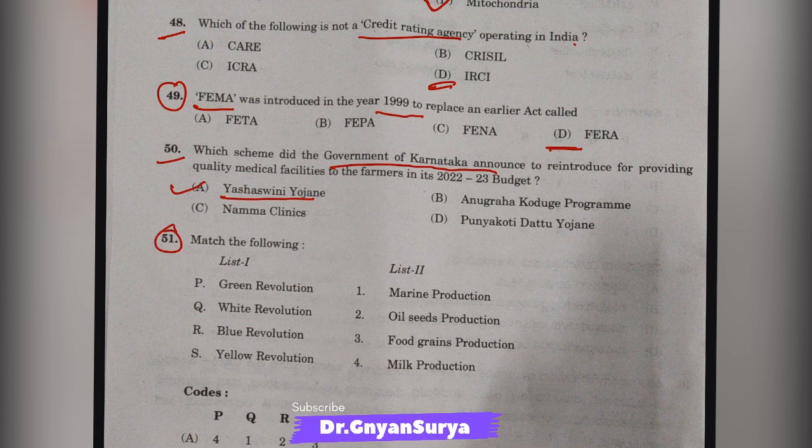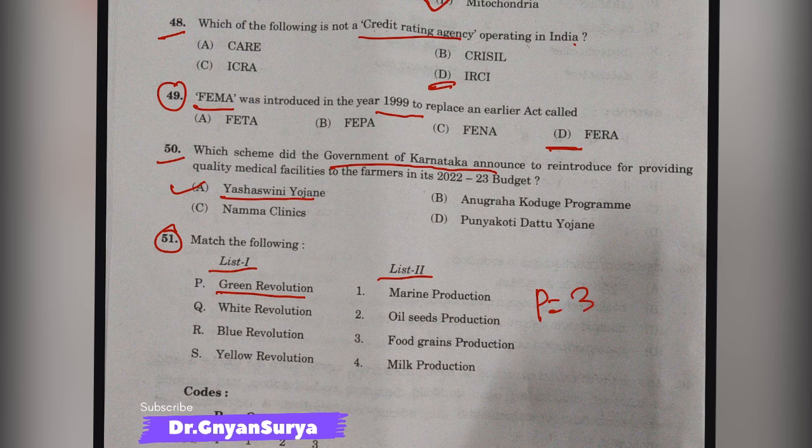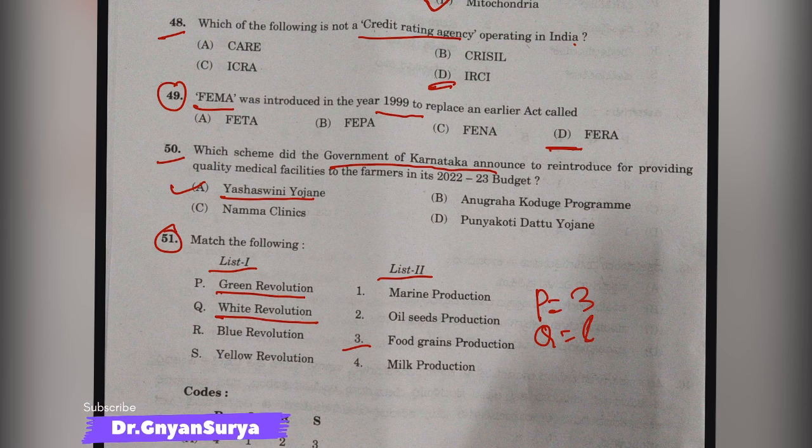Again, the 51st question is match the following. In list 1 they have given some revolutions and in list 2 the respective productions. For P they have given green revolution, so P is equal to 3, that is food grains production. White revolution for Q, it is milk production. So P3 Q4, only one option, so option B is correct.